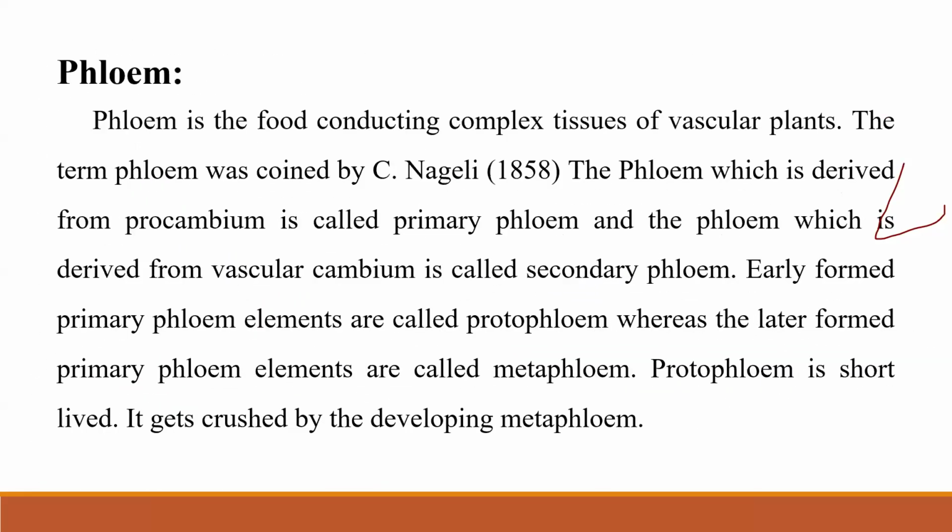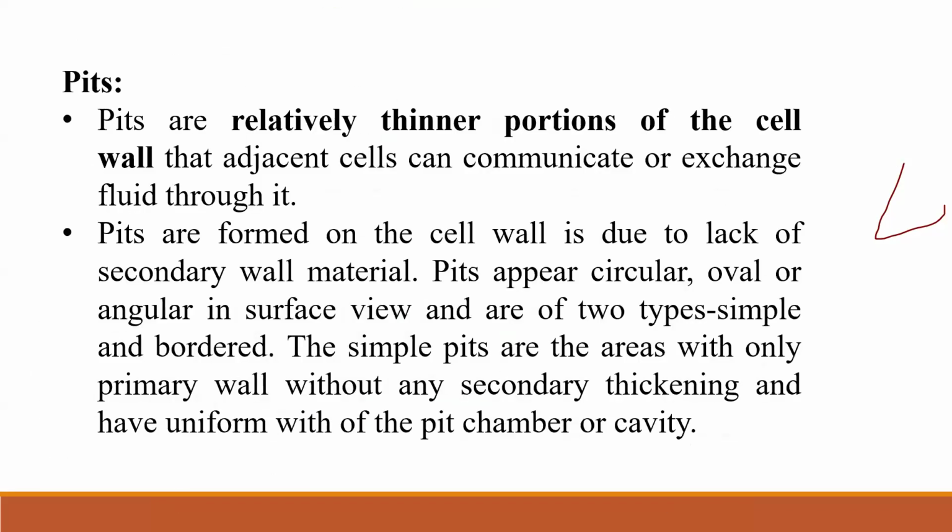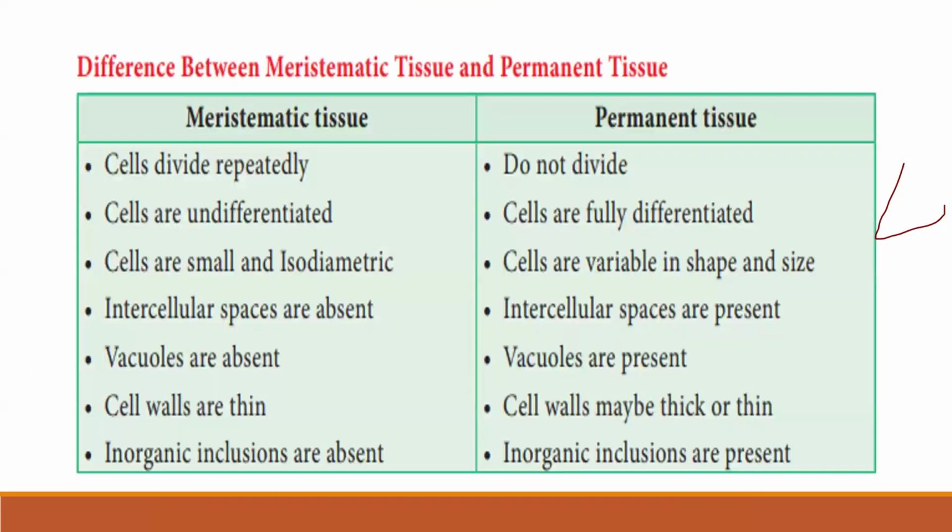Next one is the differences between these. What are the main differences between meristematic tissues and permanent tissues? Meristematic tissues are in a continuous state of cell division, so the cells divide repeatedly, whereas in permanent tissues, they do not divide. In meristematic tissues, the cells are undifferentiated, whereas in permanent tissues, the cells are fully differentiated.